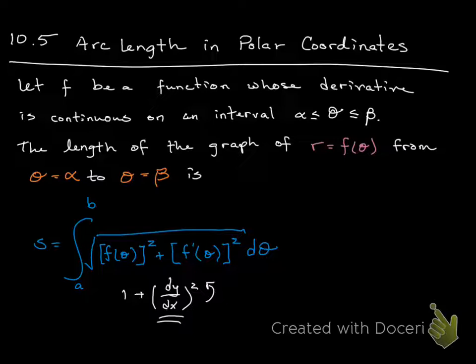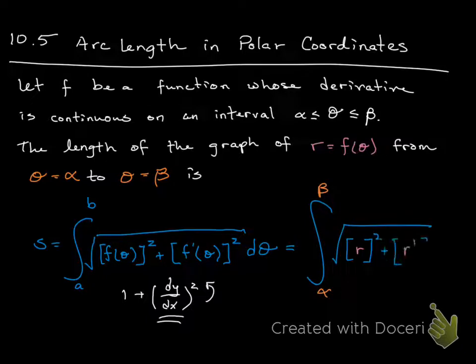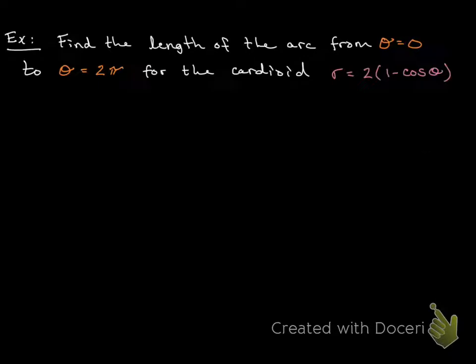And because r is f of theta, we just replace r and r prime with f and f prime. Of course, this r prime is the derivative of r with respect to theta. Not dr dx, not dr dy or anything like that, but dr d theta. And of course, we integrate from alpha to beta. Okay? And I'll just do one example here.